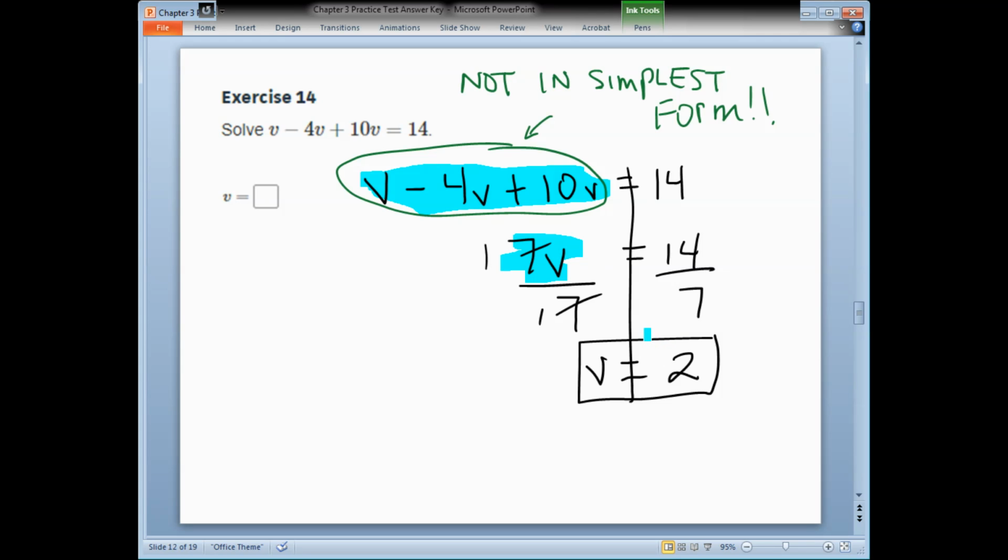Now, can I get v by itself? Yes, I can. I'm that good. I know I need to divide by 7 on both sides, and I get my answer.